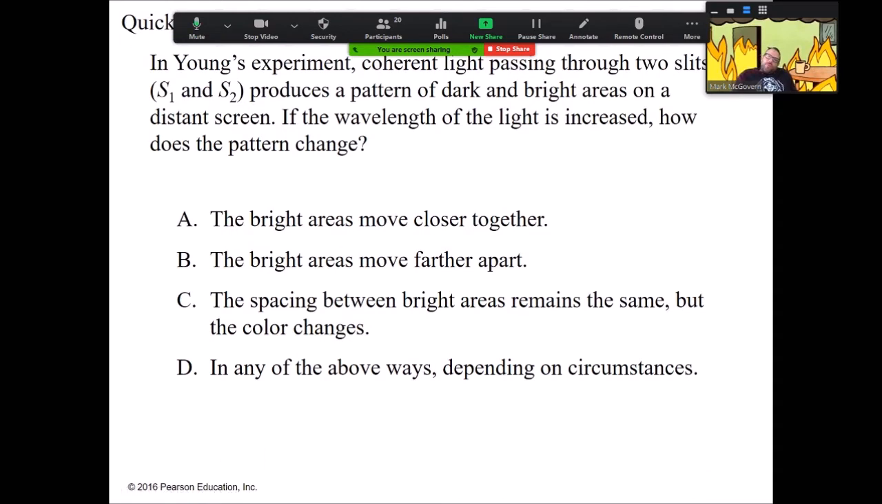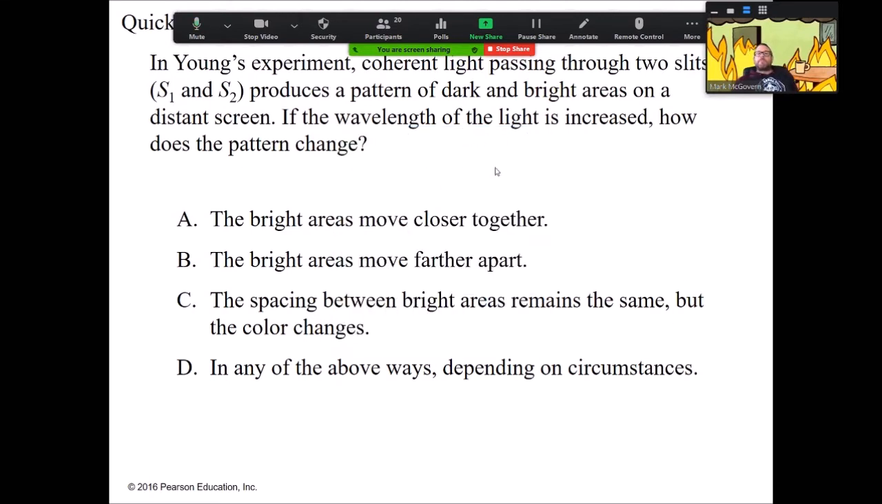So, question for you here. In Young's experiment, coherent light passes through two slits. The term coherent simply refers to the fact that the waves are in phase. If they're not in phase, you don't get anything, you get a bunch of garbage, because you need things to be in phase so that the path length differences actually produce interference. Anyway, if the wavelength of light is increased, how does the pattern change? Put a letter in the chat there. Let me know what you think.